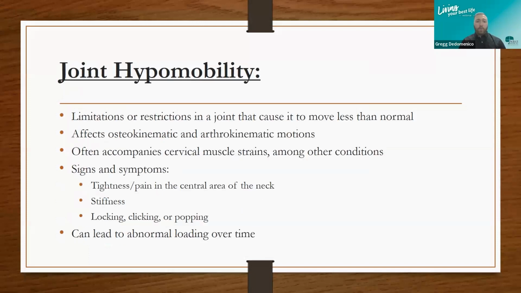Another common issue in the cervical spine is called joint hypomobility. These are limitations or restrictions in a joint of the cervical spine that cause it to move a little bit less than normal. It affects the osteokinematic and arthrokinematic motions, as I discussed, but it often accompanies cervical muscle strains, so there's a lot of overlap. Okay? You'll see here in the signs and symptoms that there's tightness and pain, more towards the central area of the neck because these joints are located in the spine itself.